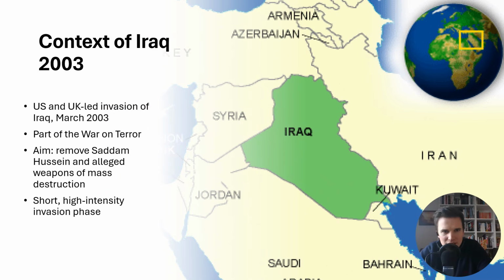So what's the context of this? Well, the war on terror began following the terrorist attacks of 9/11, 11th of September 2001. Britain and the US claimed that Saddam Hussein had weapons of mass destruction and that he posed a threat to global security. Now, unlike earlier battles like the Somme, this isn't a total war requiring mass mobilization of society. It's a more limited conflict.